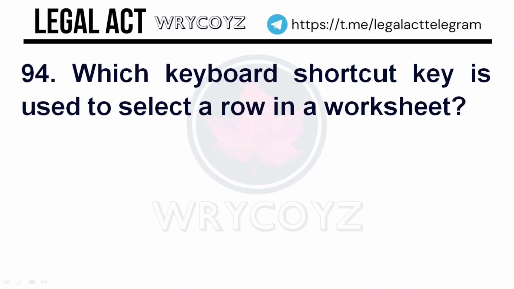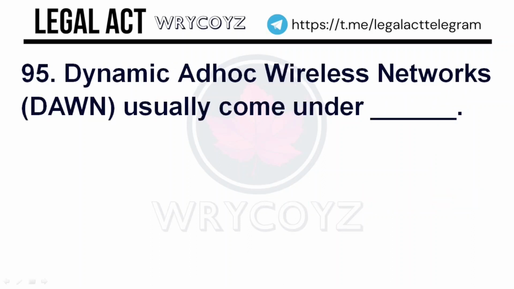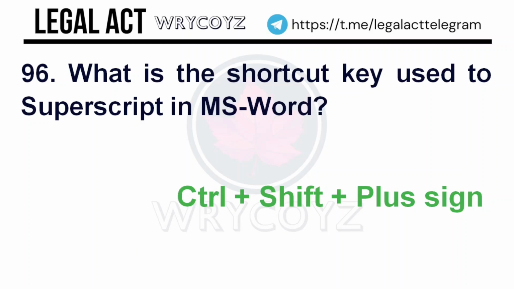94. Which keyboard shortcut key is used to select a row in a worksheet? The answer is Shift plus spacebar. 95. Dynamic ad hoc wireless networks, that is DAW and DON, usually come under dash. The answer is 5G. 96. What is the shortcut key used to superscript in MS Word? The answer is Control plus Shift plus plus sign.